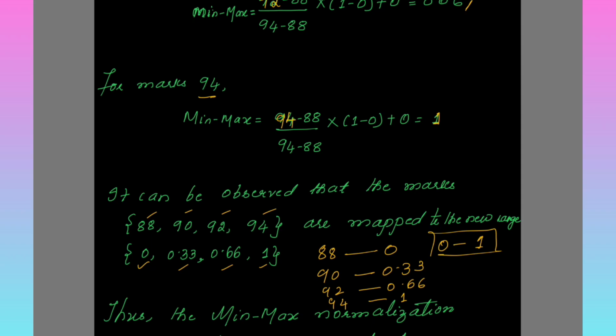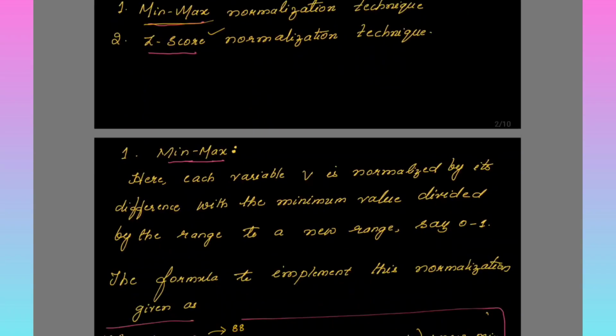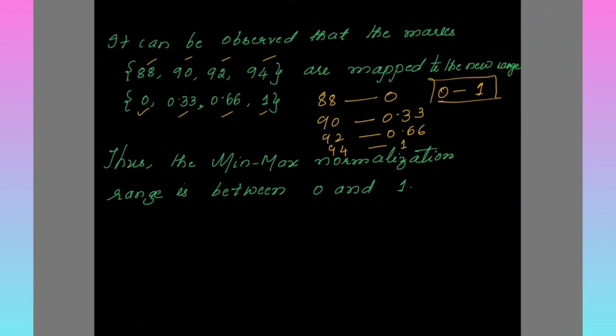This is one of the procedures for normalization. Actually, there are several procedures for normalization. The two commonly used techniques are min-max and z-score. The one which I have explained now is the min-max procedure.